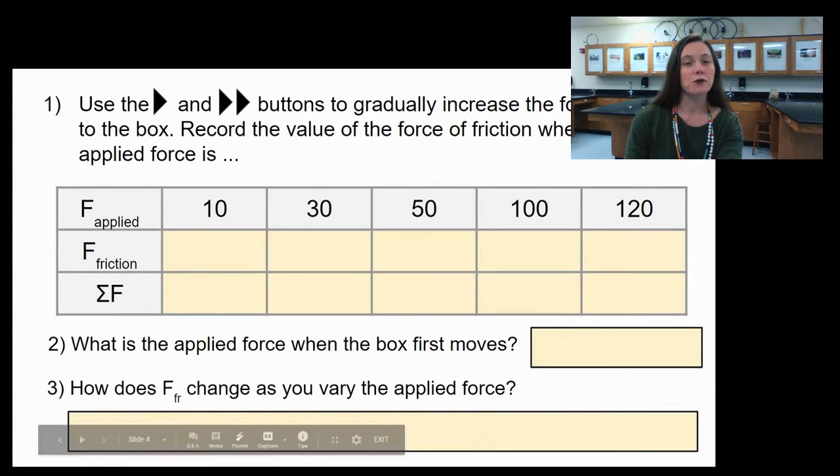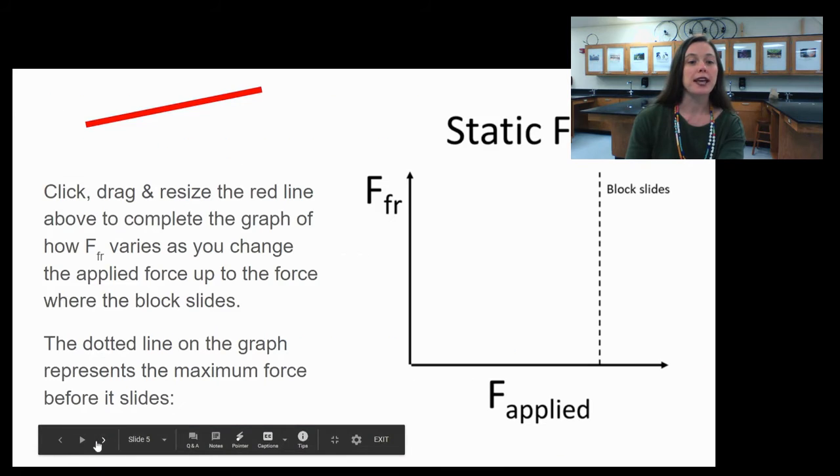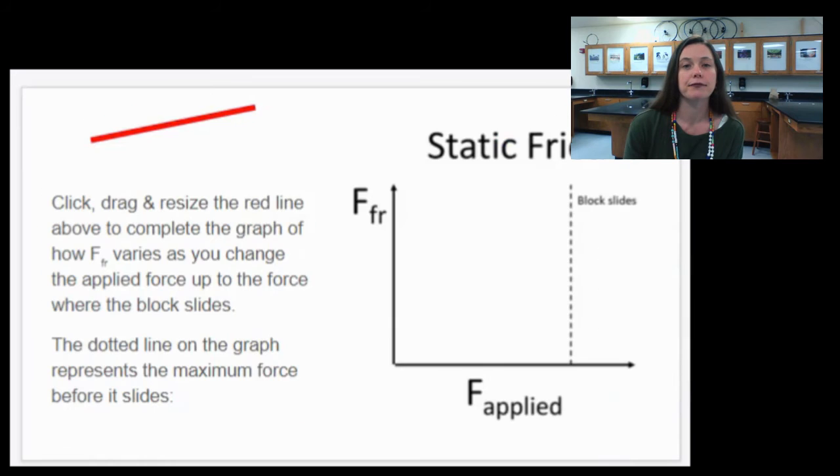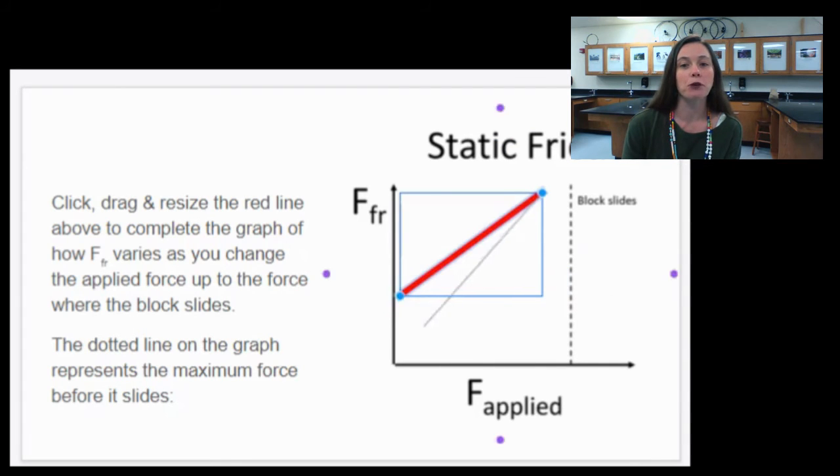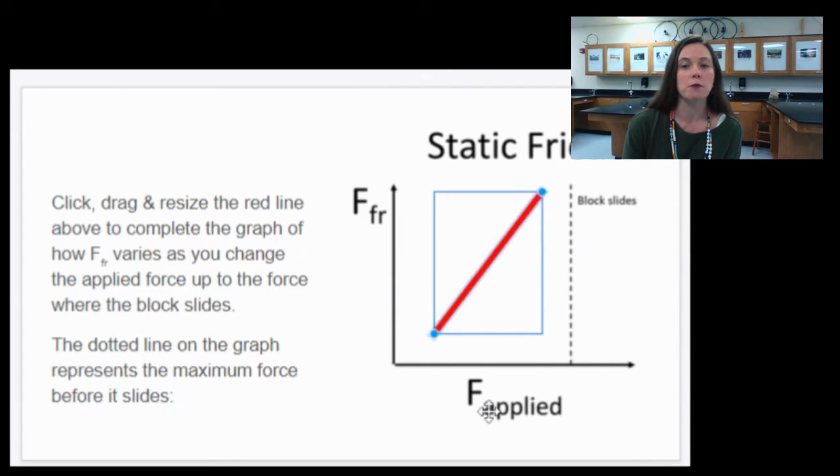As you investigate the force of static friction, you will be collecting data about how the friction varies as the applied force varies. Once you have your data, you will be using that to plot on a graph the relationship between the force of friction and the applied force. To plot this graph, you will simply be moving this line over to your axis and stretching and shaping it as appropriate to describe the relationship between the applied force and the force of friction.